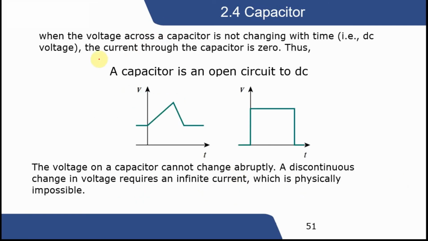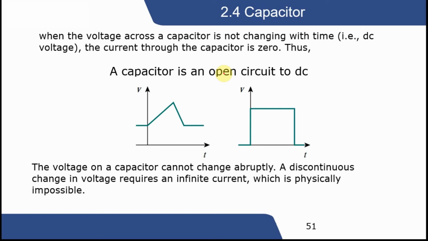This is a very important thing. The capacitor in DC is an open circuit. Open circuit means that the voltage across the capacitor does not change. So dV is not changing, it is fixed, and the current flowing through the capacitor is zero, because when the voltage is not changing, the capacitor works as an open circuit.